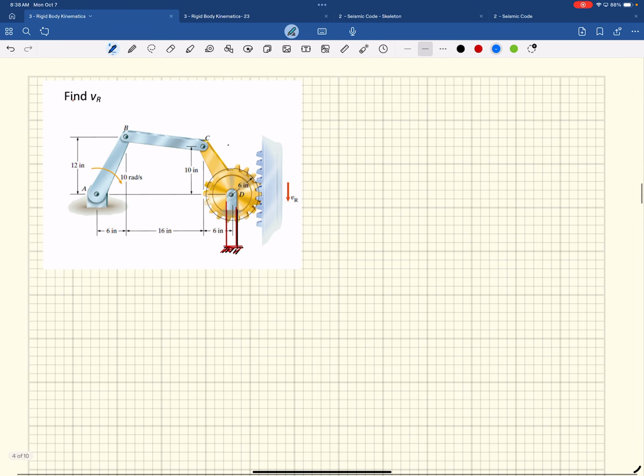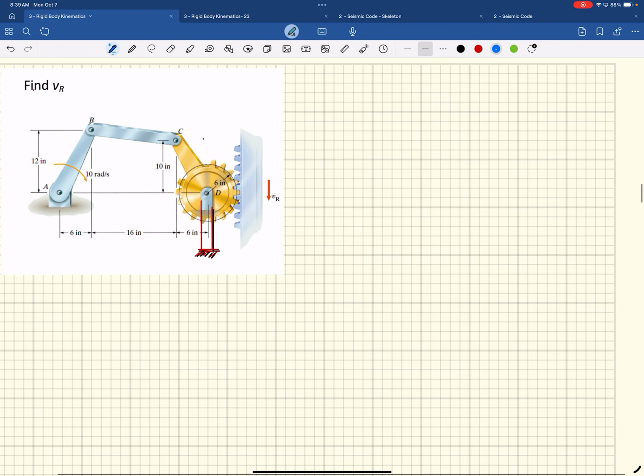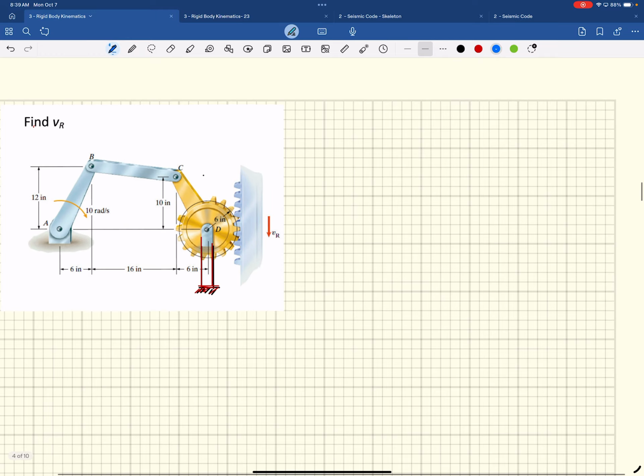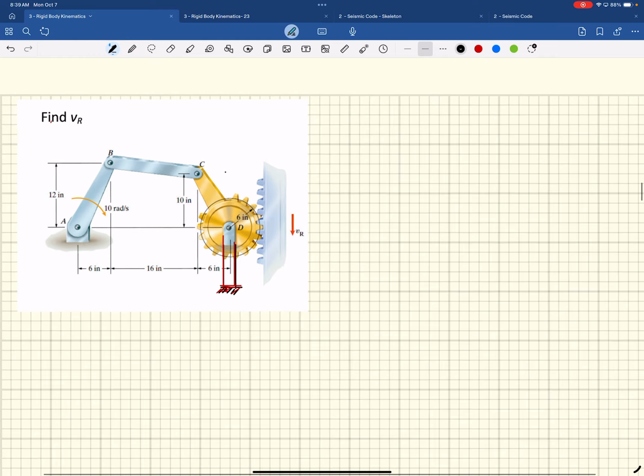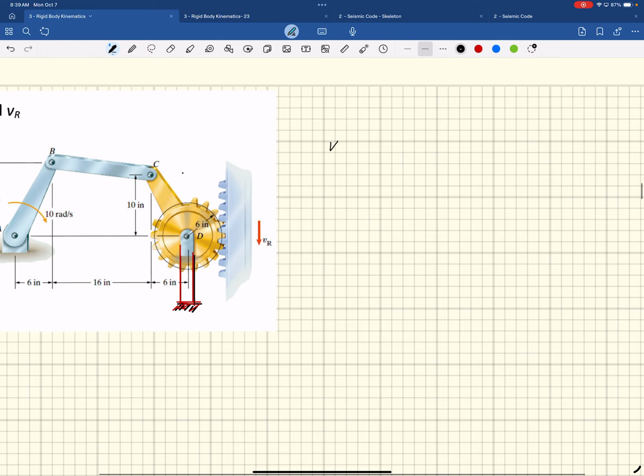Okay, so let's do that. Let's go to B from A, start working around. VB is equal to VA plus omega AB crossed with RB as seen from A. Okay, velocity A is 0. Right, and we can start subbing in values.